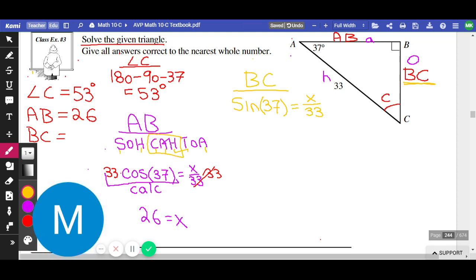If I want to get x by itself, I have to multiply by 33 on the other side. They'll cancel on that side, and this side can be put in my calculator. When I put in my calculator, 33 times sine of 37, I get 20.